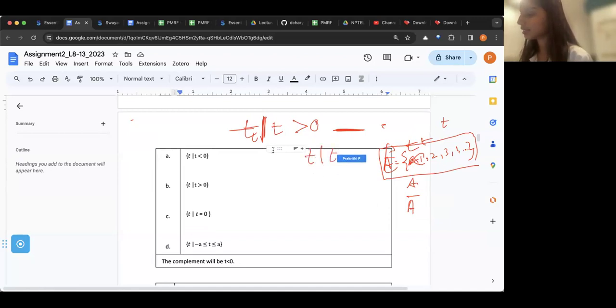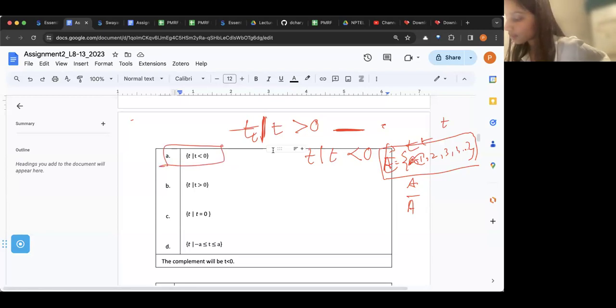T is such that T is lesser than 0. Lesser than 0 means it doesn't have a useful life, which is the opposite of having a useful life. So I think the answer here would be T such that T is less than 1. This option B is wrong because this is actually A. It is the electronic having a useful life. It's not the complement of A. And T is equal to 0 doesn't mean that the electronic has a useful life, like we just saw. It's not part of A either.